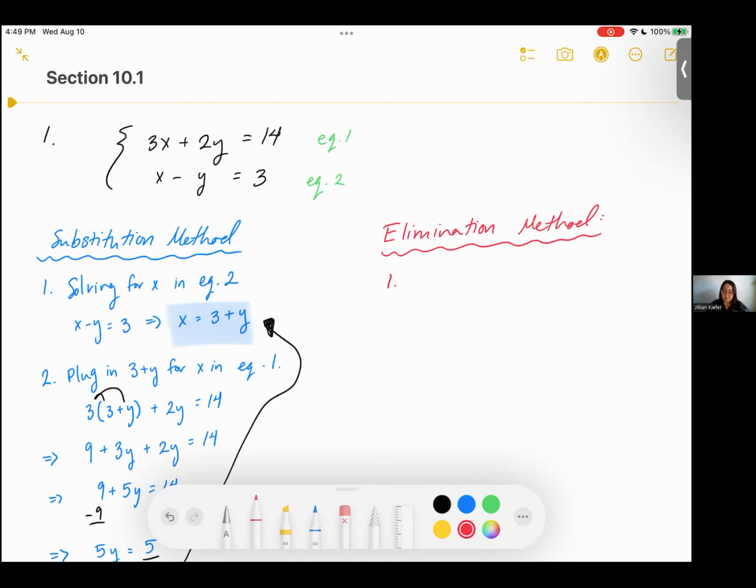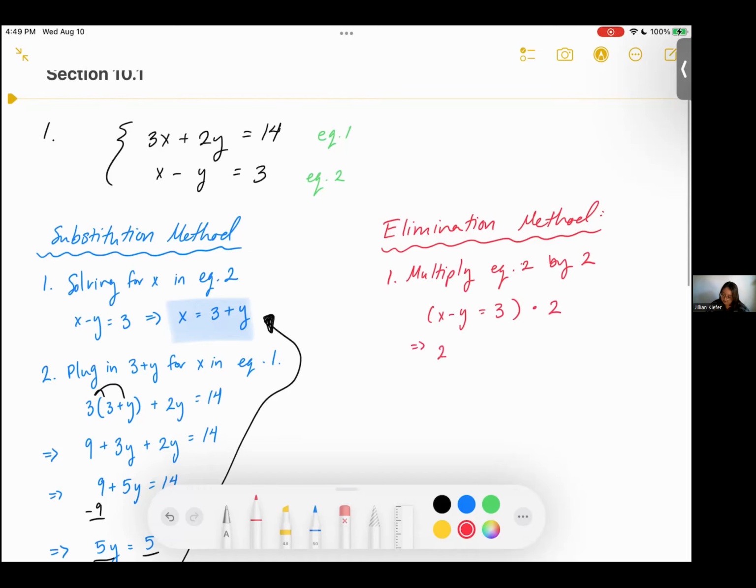But all right, so what we're going to do is multiply equation 2 by 2. If we do that, we can take equation 2, which we said was x minus y is equal to 3, and we're multiplying everything by 2. This will turn this equation into 2x minus 2y is equal to 6. We're going to call this equation 2a. That's what we're going to call this equation here.